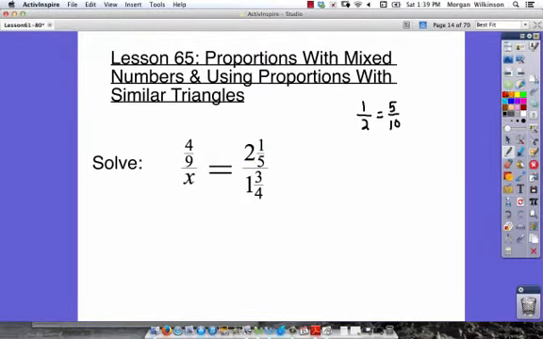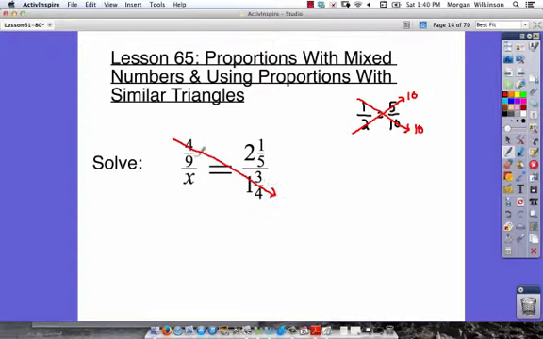Now, in order to solve this, what we're going to do is the same thing that we would do with a more simple proportion like 1/2 equals 5/10. Remember, we have cross products. If we multiply 2 times 5, we get 10. And if we multiply 1 times 10, we get 10. And this helps us to figure out our answer to any proportion problem where we don't know one of the values. So we're going to use those cross products.